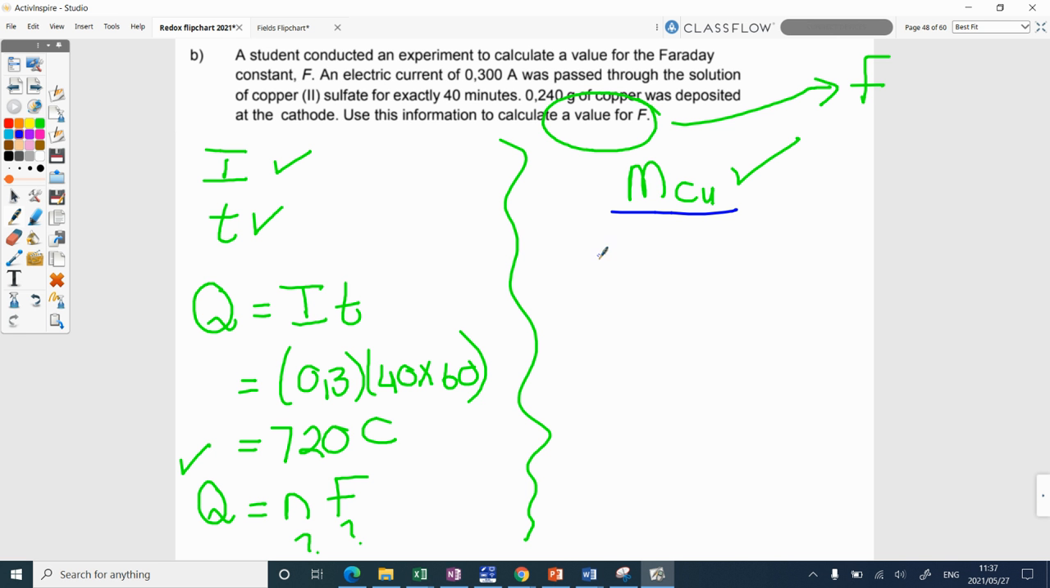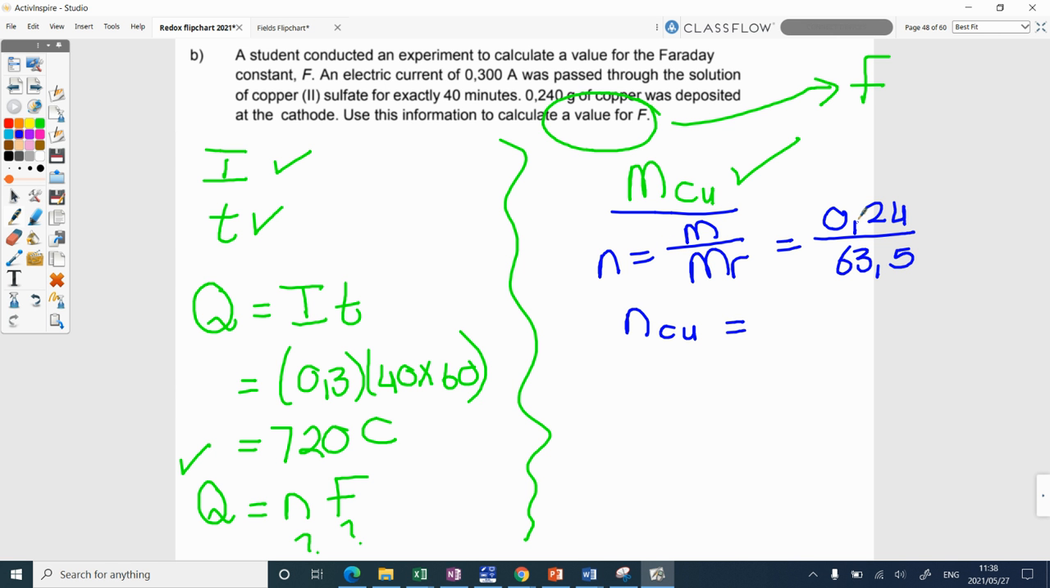So how am I going to get the moles? N is M over big M. They've given us 0.24 grams of copper. On your information sheet, tell me what the molar mass is for copper. 63.5. And you work out your moles. But remember, always tell them this is the moles of copper. Relative molecular mass. N of copper is then that. What do you get?